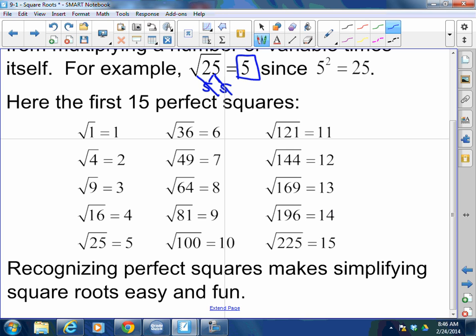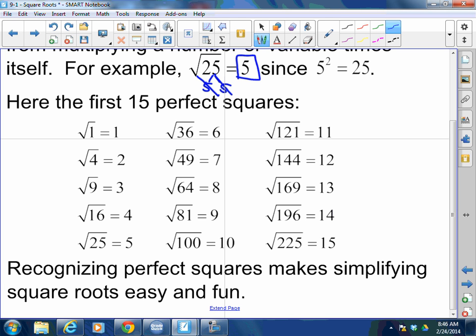Just really quickly, we'll go through it. Square root of 1 is 1. Square root of 4 is 2. Square root of 9 is 3. Square root of 16 is 4. Square root of 25 is 5. Square root of 36 is 6. Square root of 49 is 7. Square root of 64 is 8. Square root of 81 is 9. Square root of 100 is 10.